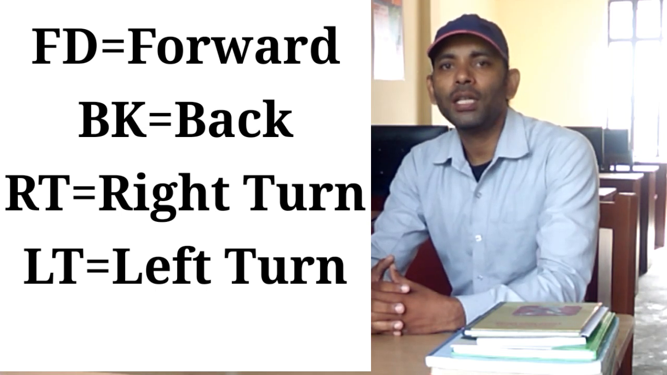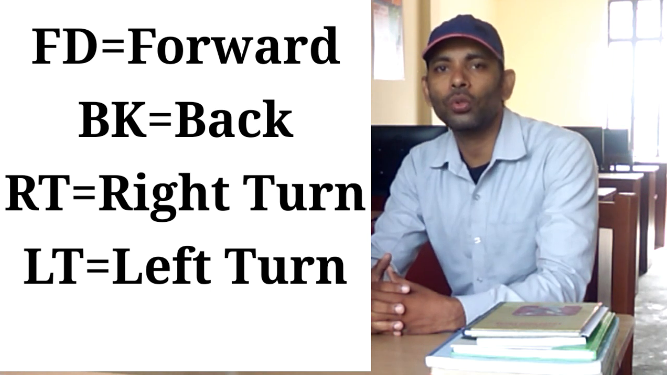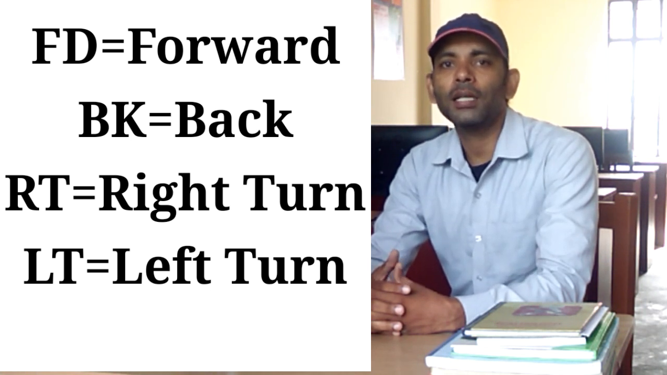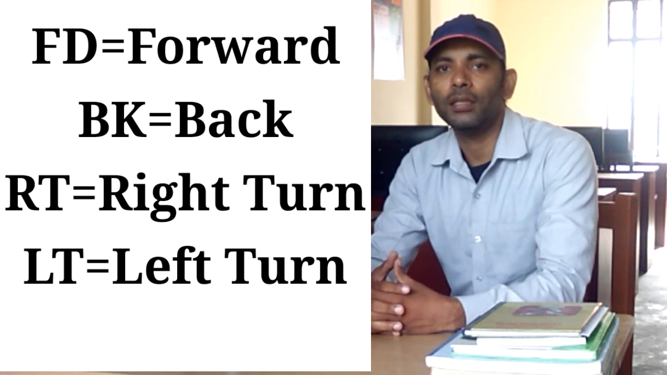So, FD command stands for forward and it is used to move turtle forward. BK command stands for backward and it is used to move a turtle back. RT command stands for right turn and it is used to turn a turtle towards right. LT command stands for left turn and it is used to turn a turtle towards left.